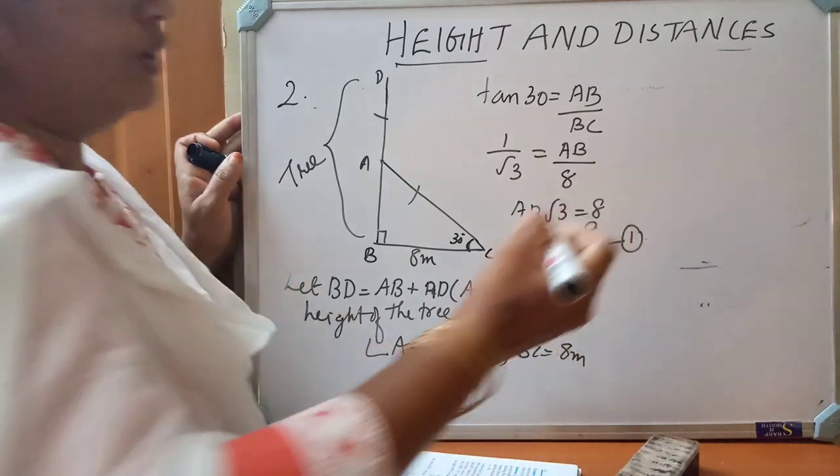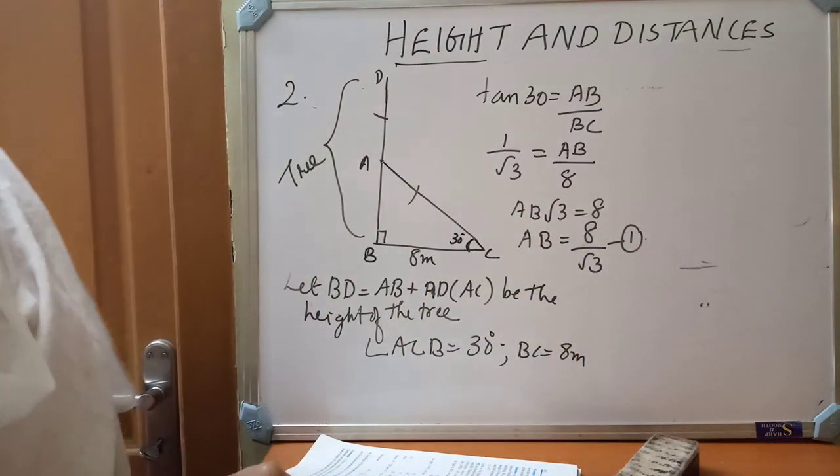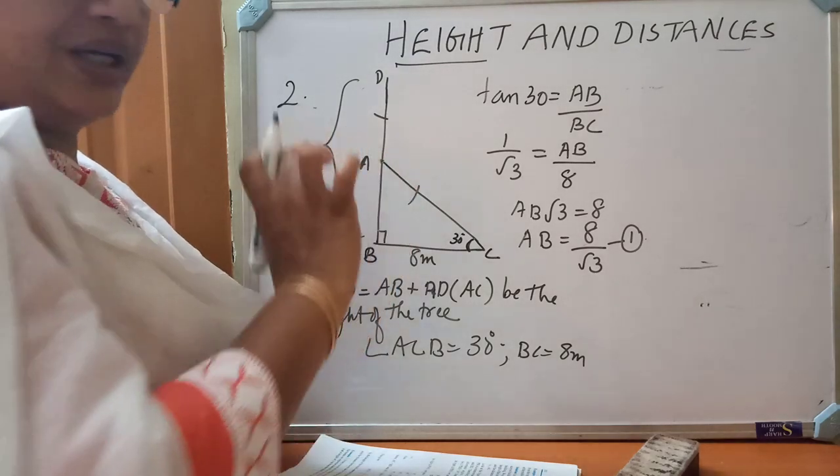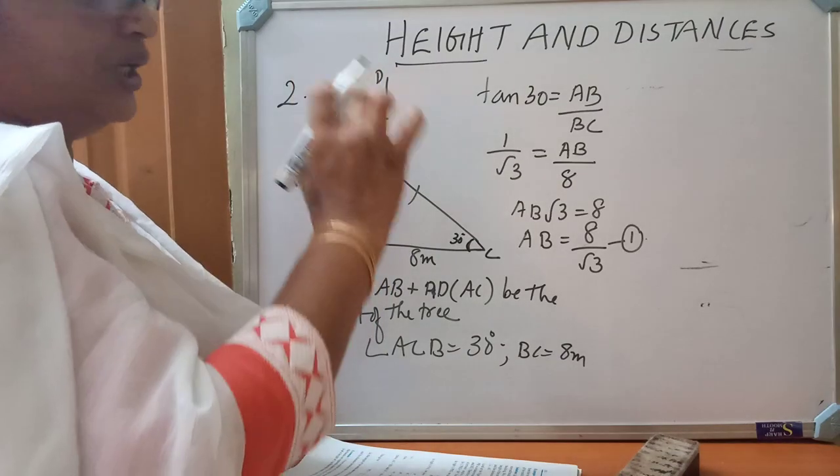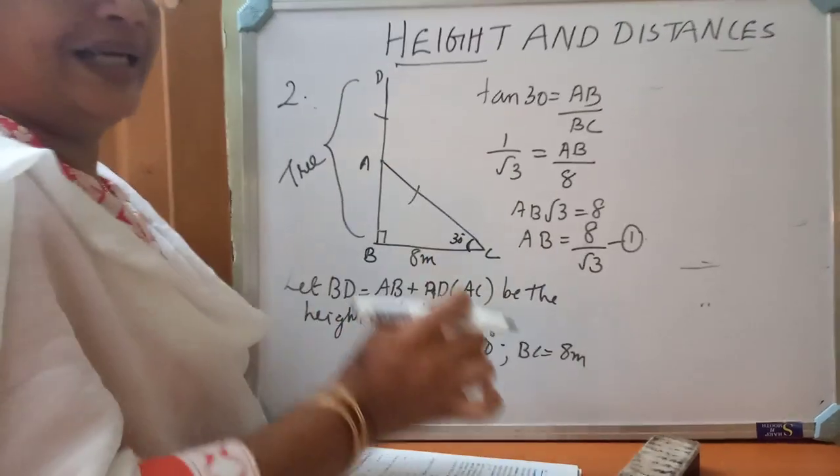This we have to put as equation number 1, because AB is not the height of the tree. What is the actual height of the tree? AB plus AD is the height of the tree. So we must find out the AC value again.